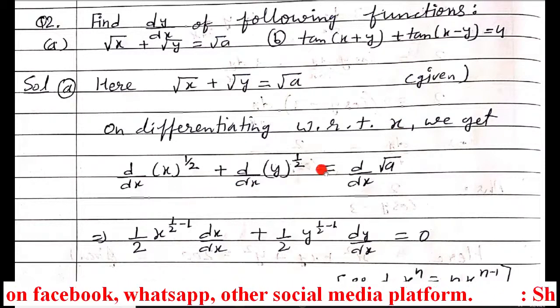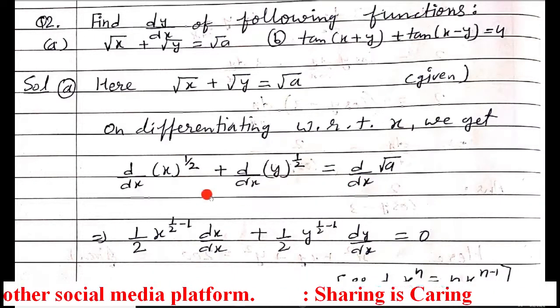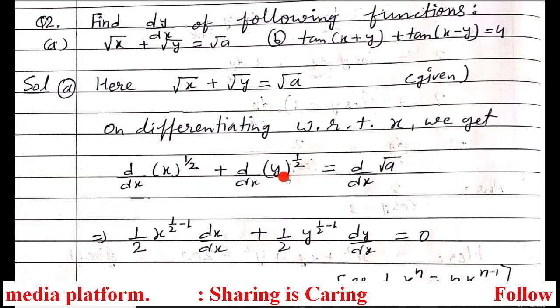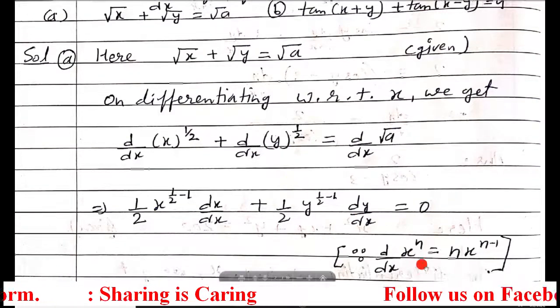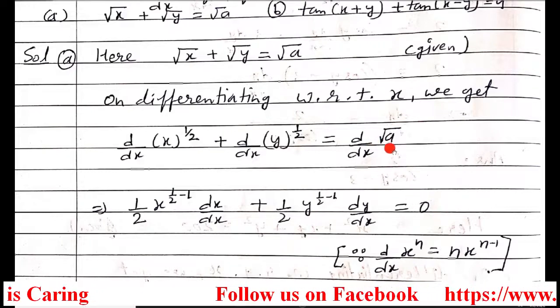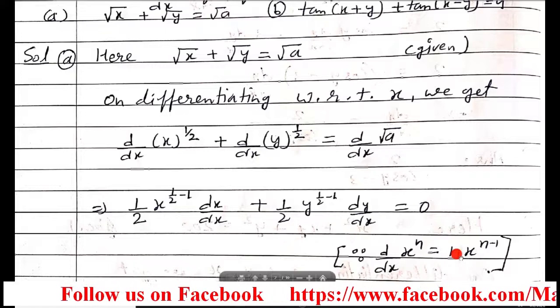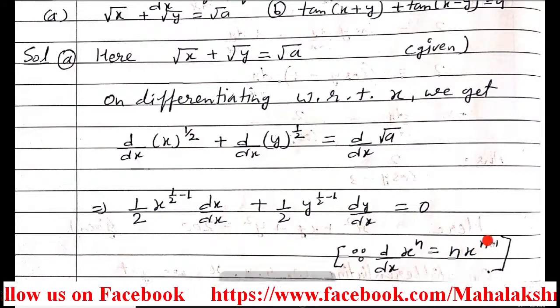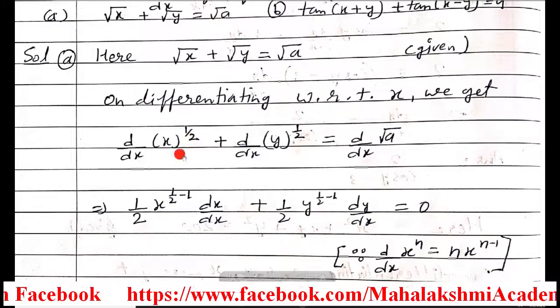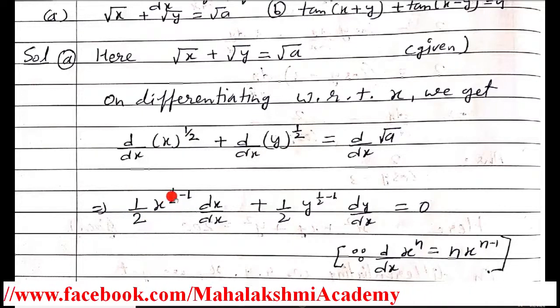When we differentiate, I wrote the derivative symbol with all three terms. Then I wrote the x and y in power form because I have to use the x to the power n formula, and the constant's differentiation is 0, so there's no use writing it in the power. Now when we use this formula, the formula is n x^(n-1). So what is n here? 1 upon 2. So n x^(n-1) gives half x^(half minus 1).